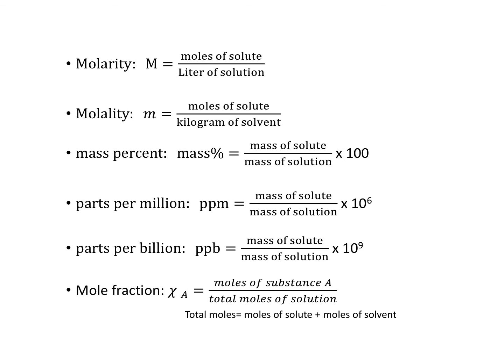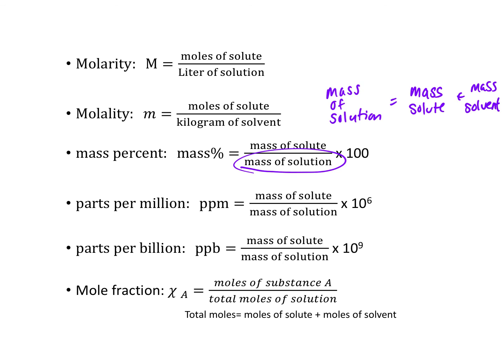So if we have, for instance, mass percent, we're looking at the mass of the solute over the mass of the solution. So mass of the solution is going to be equal to the mass of the solute plus the mass of the solvent. That's going to be important when you're thinking about changing between concentration units, which, of course, will come up on the exam.